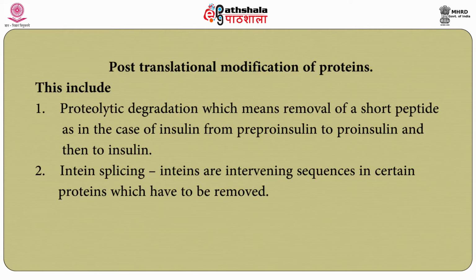What happens here? Proteolytic degradation, which means a removal of a short peptide, as in the case of insulin, from pre-proinsulin to proinsulin and then to insulin. The second type of modification is called intein splicing. What are inteins? They are intervening sequences in certain proteins which had to be removed.